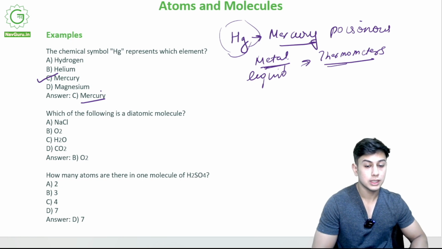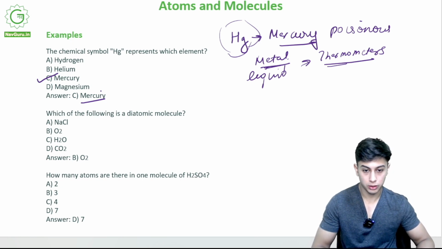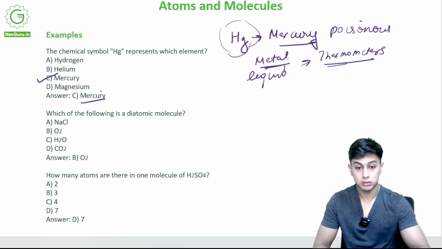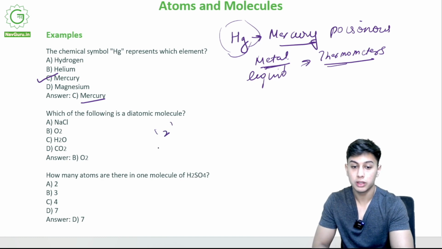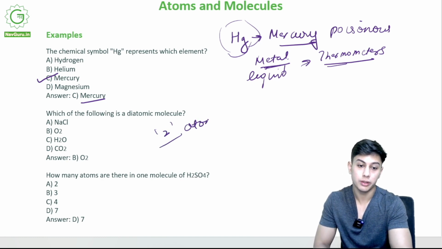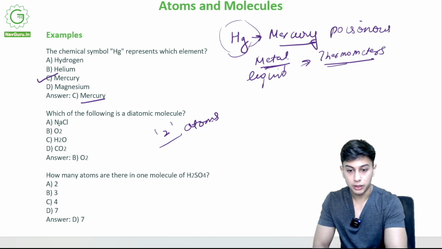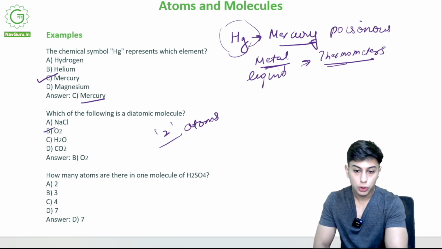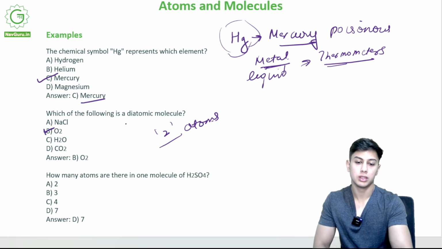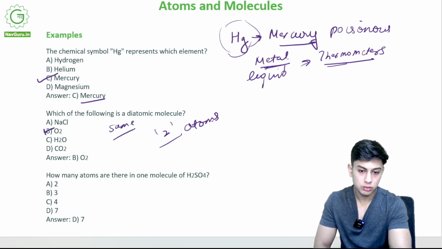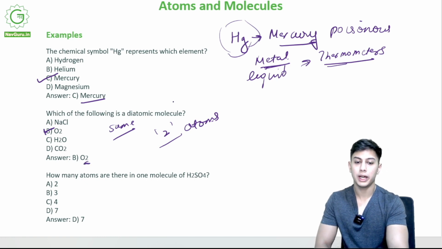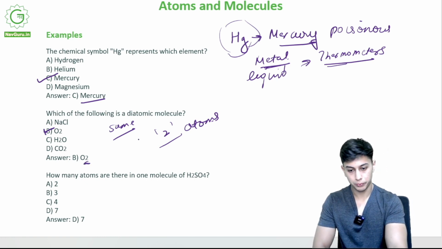Which of the following is a diatomic molecule? What do I mean by diatomic? Two atoms. 1, 2, 1, 2, 3, 1, 2. O2 is diatomic, same element and two atoms. So diatomic molecule: O2.